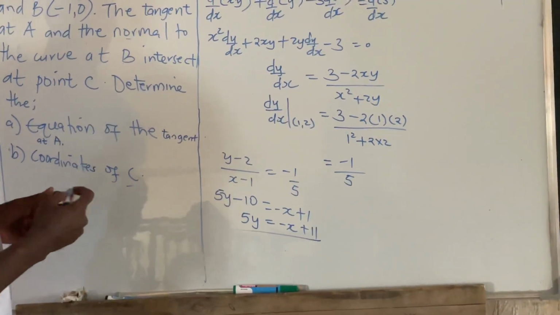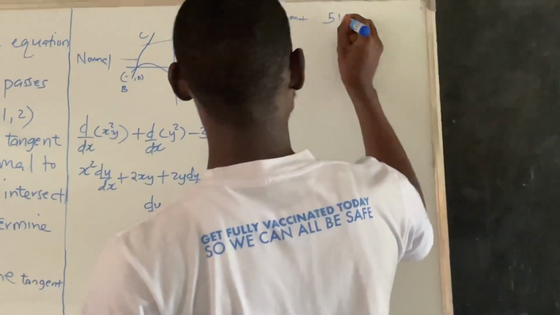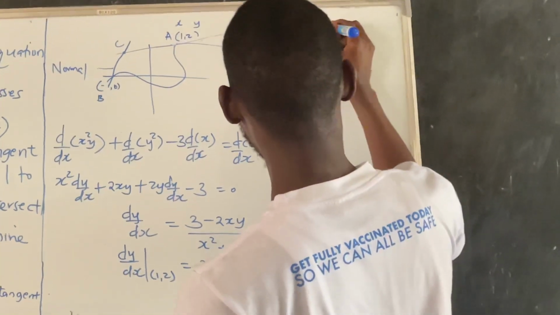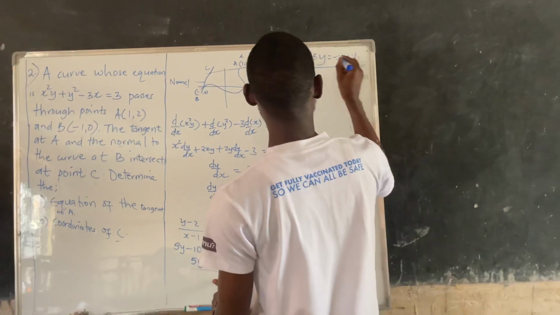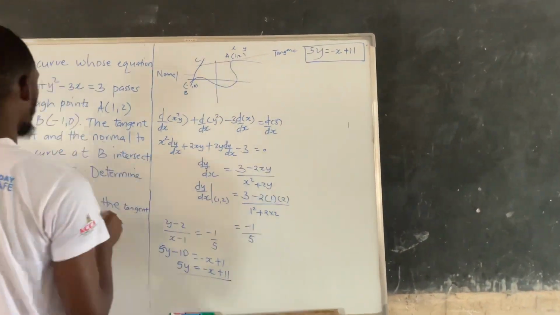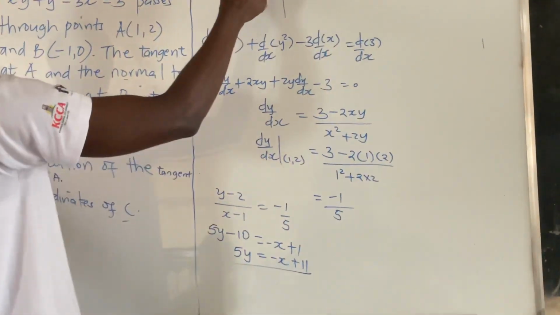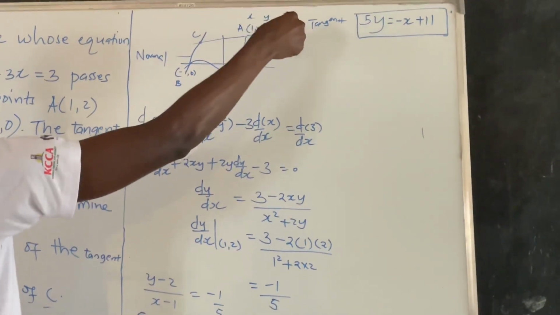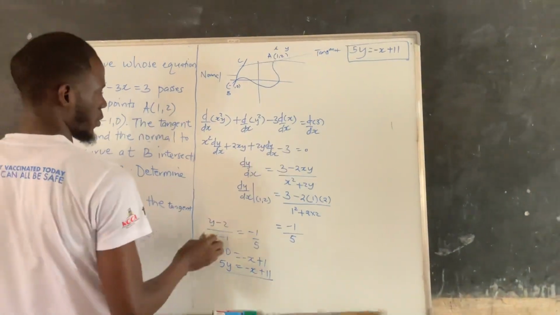I'm going to write it somewhere, we shall need it. So we have come up with 5y being equal to negative x plus 11. This is the equation of the tangent at A. Then this one is done. Coordinates of C are at a point where the normal meets the tangent. So we are going to first of all get the equation of the normal.